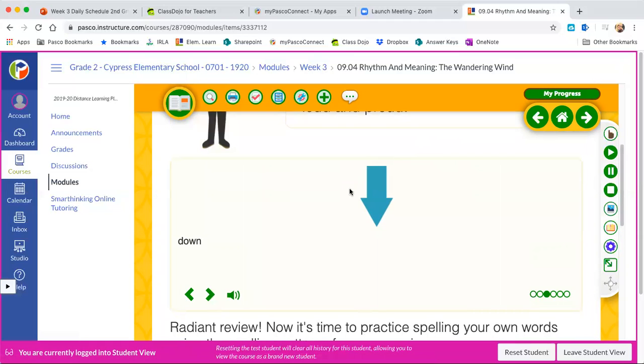What about this one? Look at this arrow and read this word. Did you say down? That's it. Now remember, if you get stuck and you can't figure it out, click the little speaker button and they'll read the word for you.